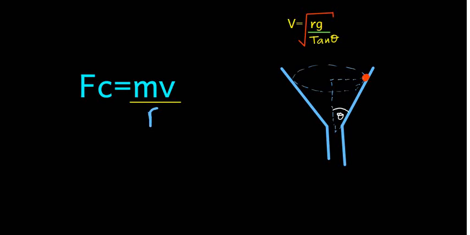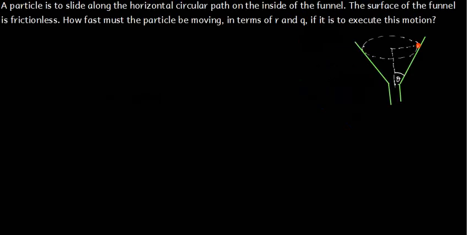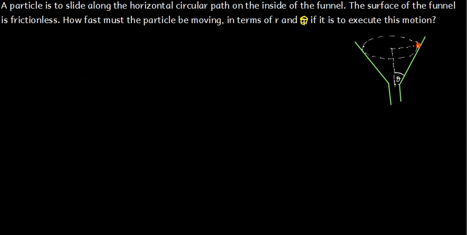In this practice, we are going to go over a question in circular motion. A particle is to slide along the horizontal circle path on the inside of the funnel. The surface of the funnel is frictionless. How fast must the particle be moving in terms of r and theta?